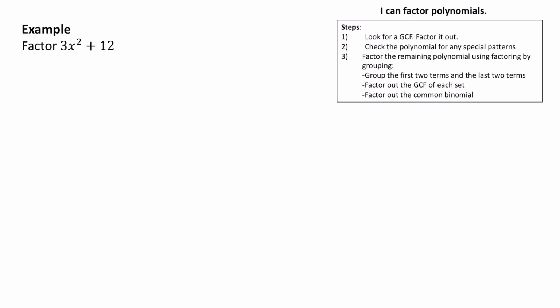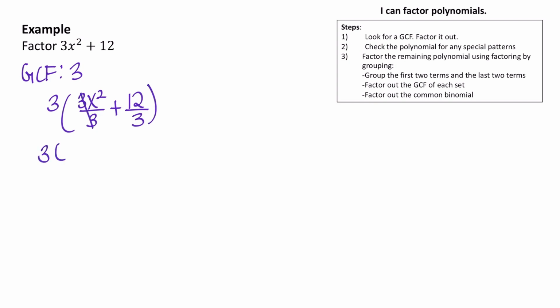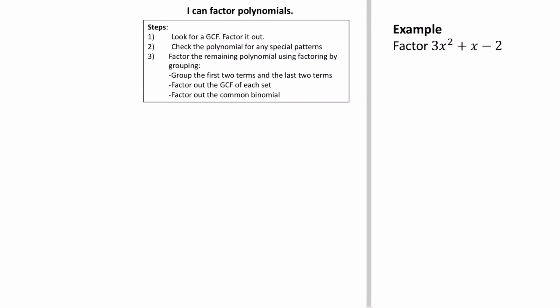So for example, if we want to factor 3x squared plus 12, we're going to start off by looking for a GCF. Notice that both of these terms are divisible by 3, so we're going to go ahead and factor out a 3. So that means that we're going to divide both of these terms by 3. And so we have 3 times, and then 3 and 3 cancel, so we have x squared. And then 12 divided by 3 is 4. So we have 3 times x squared plus 4, which is the factored form of this polynomial.